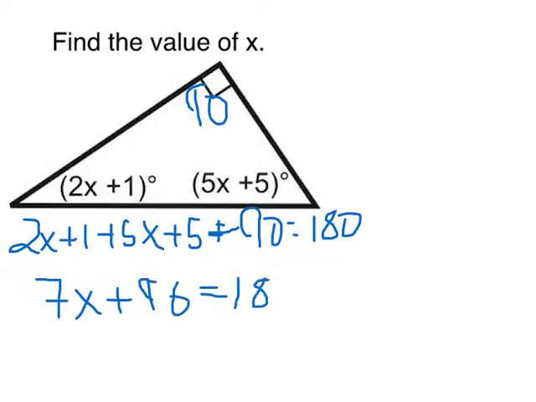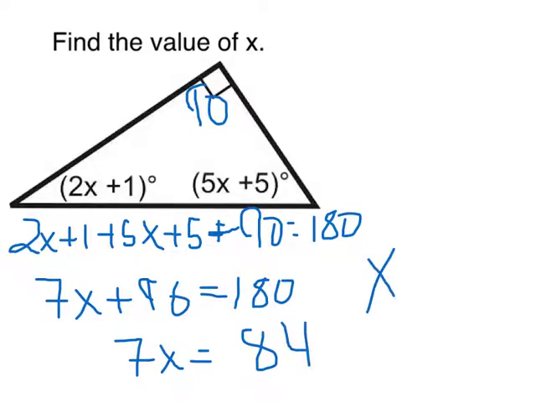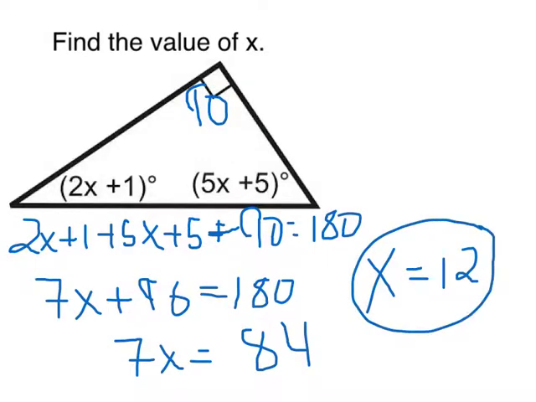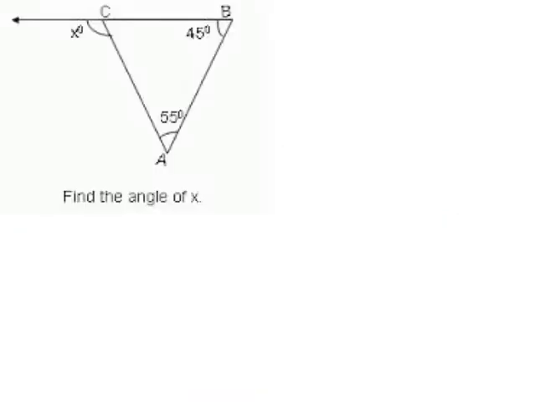That'll equal 180. Now I do 7x equals, if I subtract the 96 over, I will get 84. And if I divide by 7, I'll get x equals 12. So whenever you have three angles, they always add up to 180 in a triangle. Alright, next. Alright, this is the exterior angle theorem.